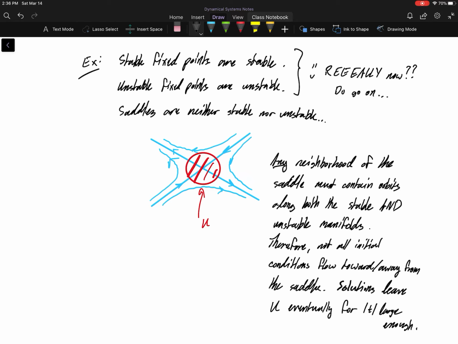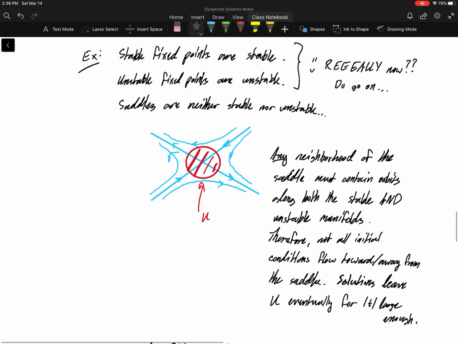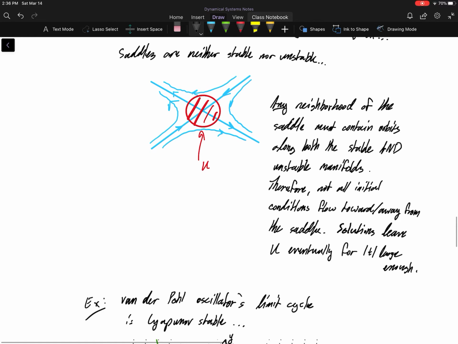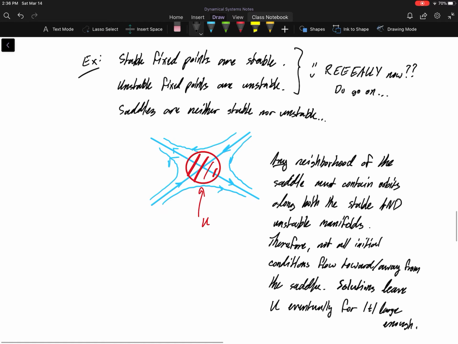So that means that this fixed point, this saddle point, can't be stable and it can't be unstable. So it's kind of strange in that sense. It's weird, right? It's not stable, it's not unstable, it's something else. So stability is not this perfect dichotomy that we thought it was.